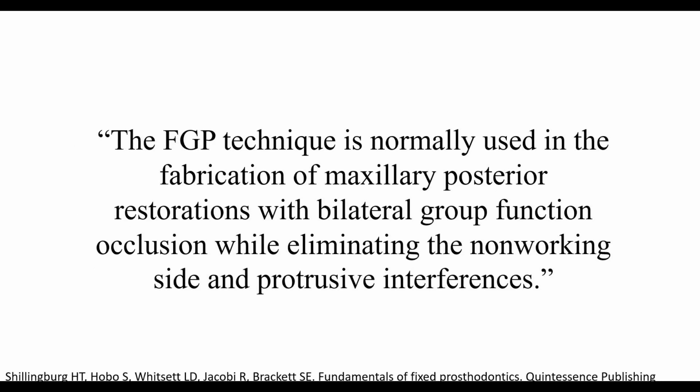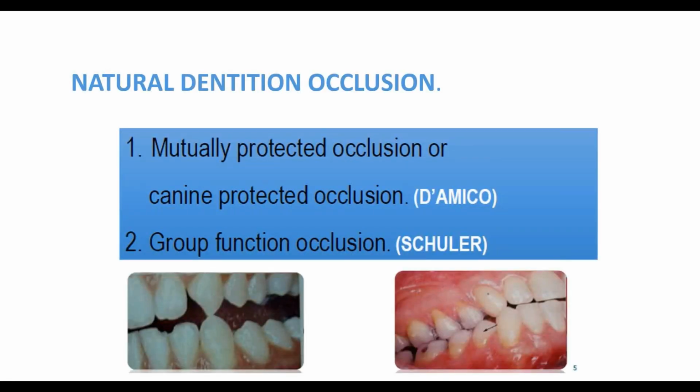This functionally generated path technique is normally used in the fabrication of maxillary posterior restorations with bilateral balanced functional occlusion, while eliminating the non-working side and the protrusive interferences. In natural dentition, there are two types of occlusion: the mutually protected or canine-guided occlusion given by D'Amico, and the group function occlusion, given by Schuyler.